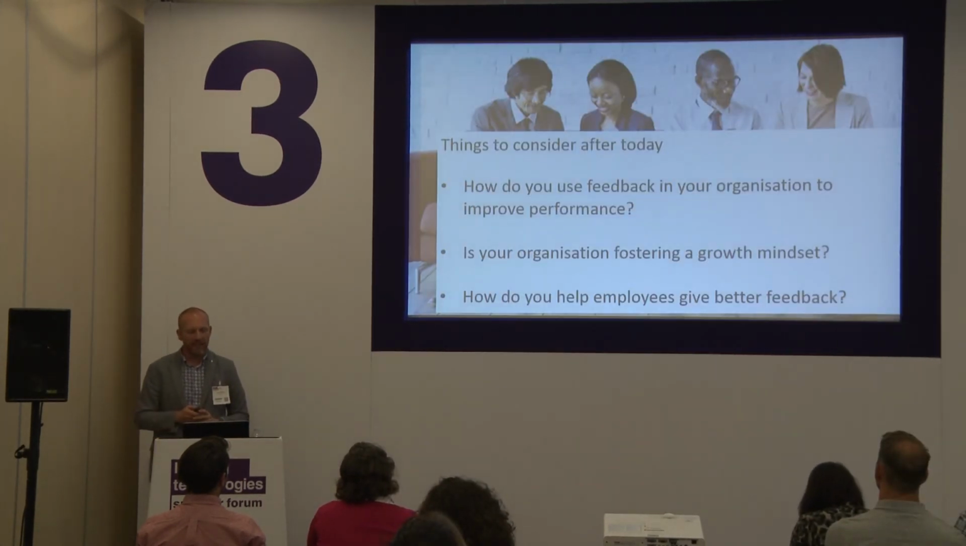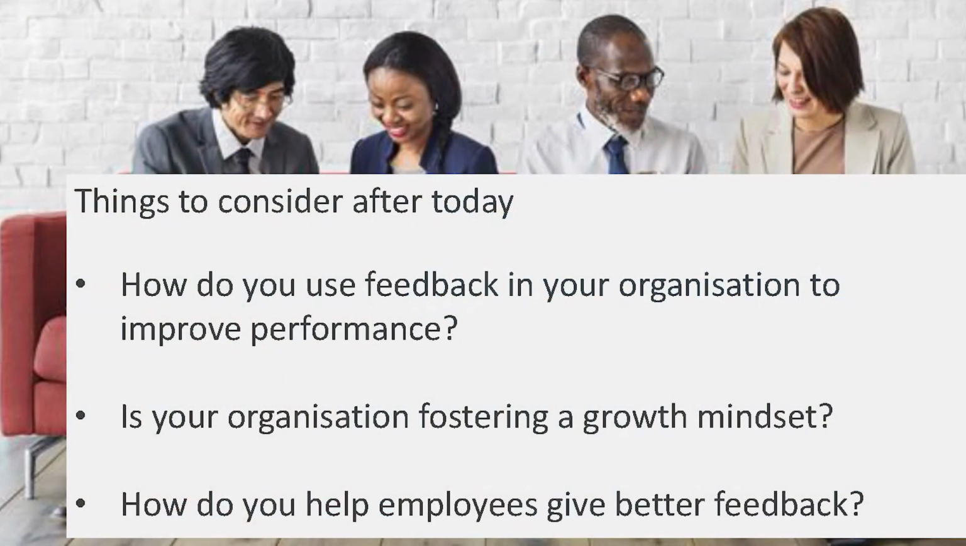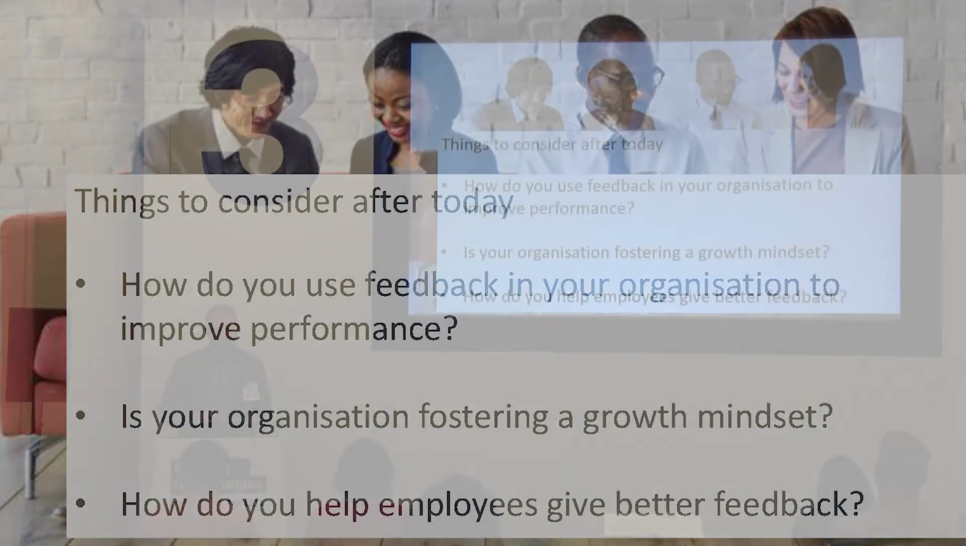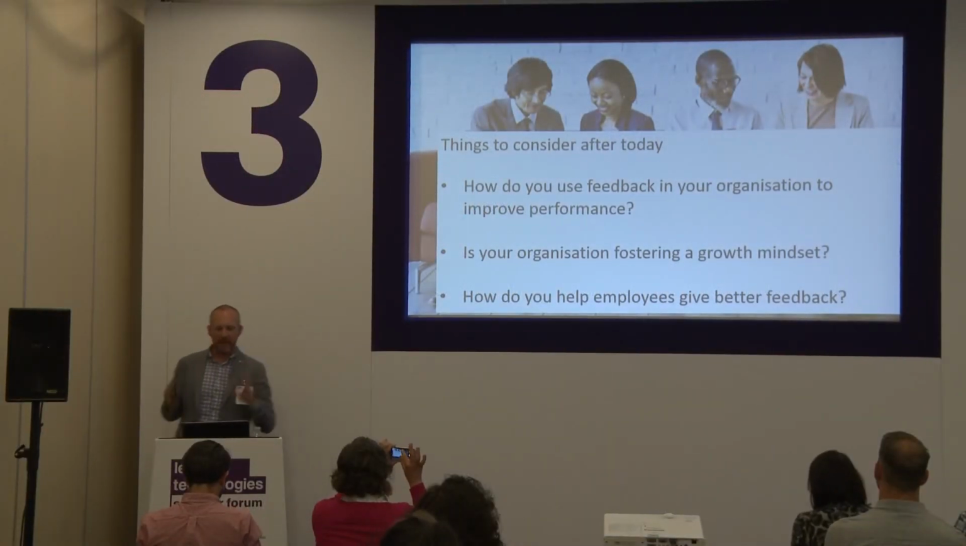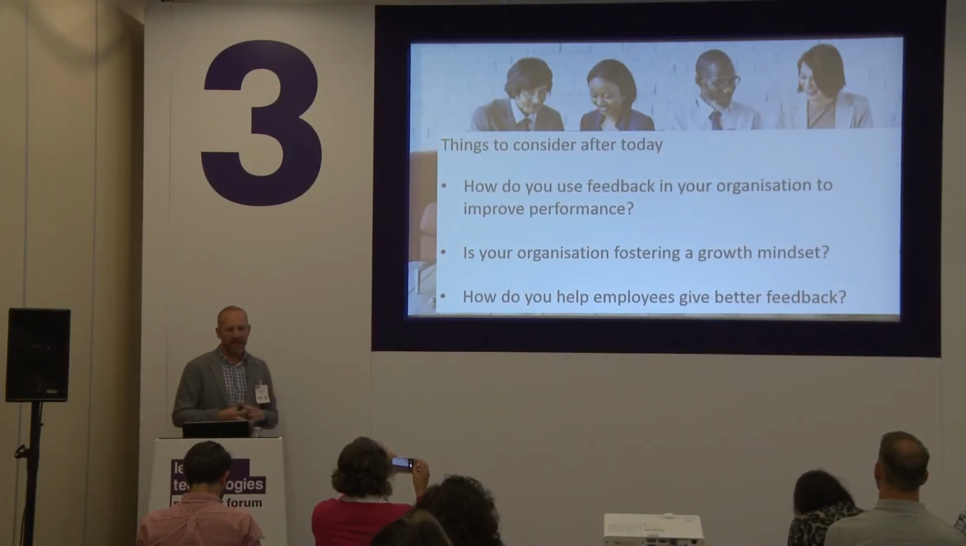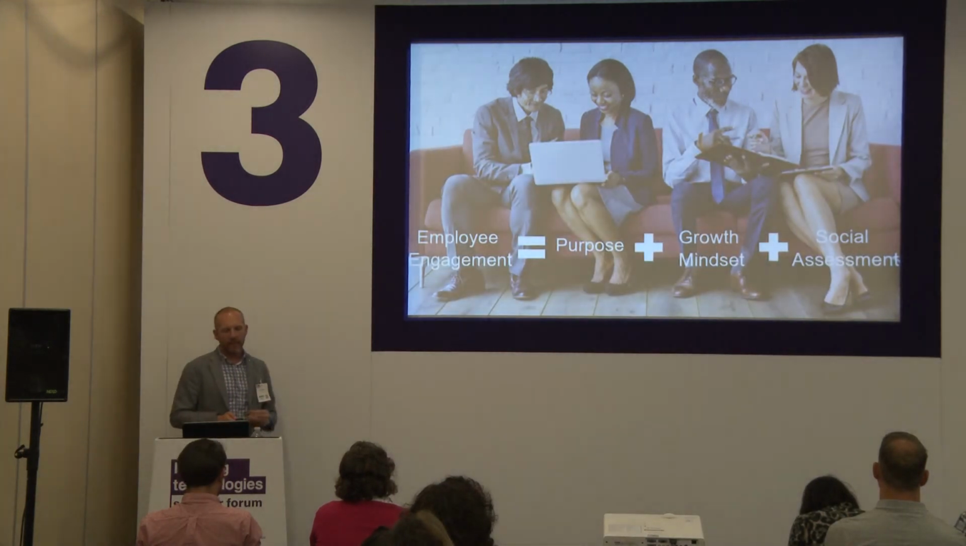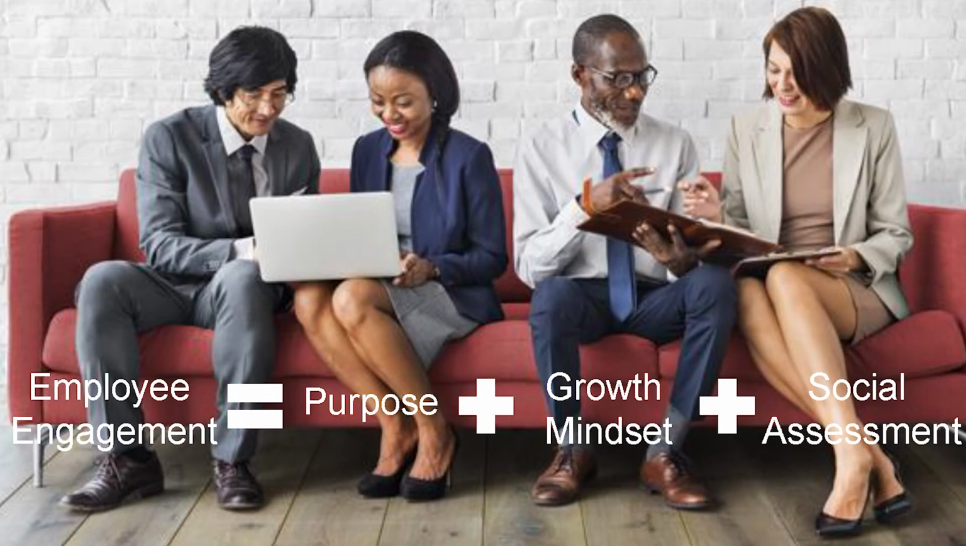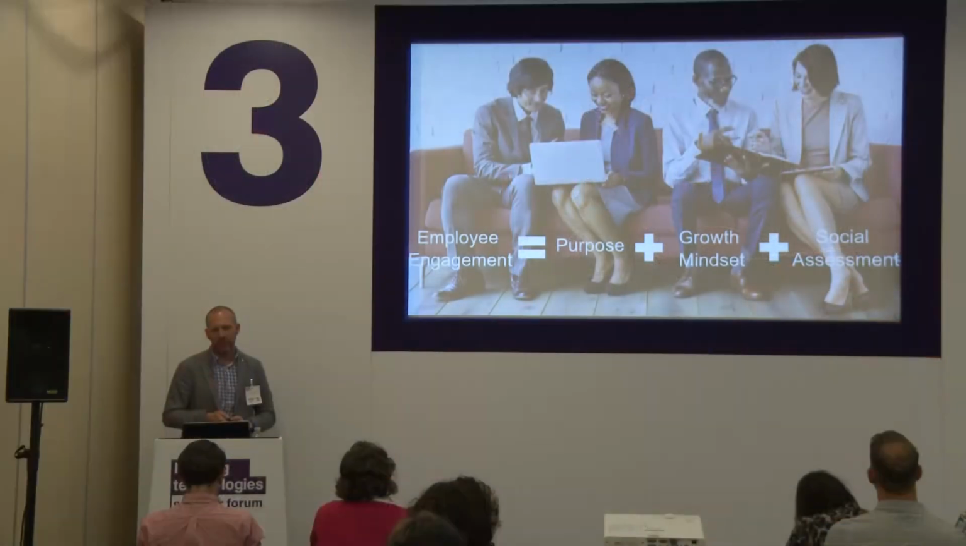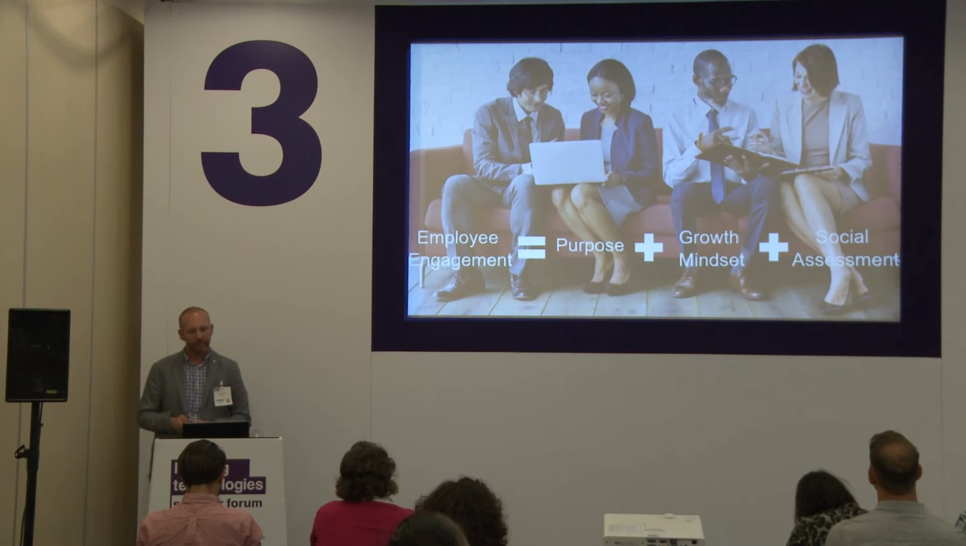So there's a few different things to consider from today. A few different things that you should think about from this presentation. How do you use feedback in your organisation to improve performance? Is your organisation fostering the right mindset to maximise the feedback that's been given? And also, how do you help employees give better feedback? Because if you can do these things and put them together in the right context where people have a strong purpose, where they have a growth mindset, and you can foster this social assessment framework, then you can really drive increased employee engagement in your organisation.